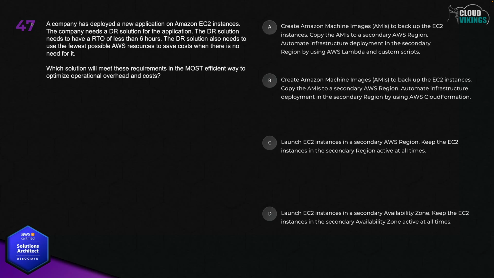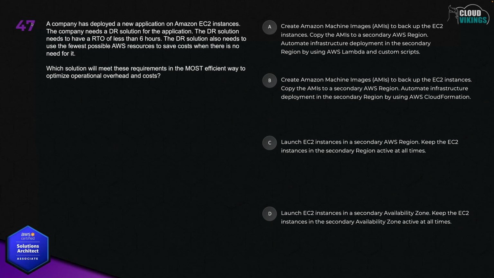A. Create Amazon Machine Images (AMIs) to back up the EC2 instances. Copy the AMIs to a secondary AWS region. Automate infrastructure deployment in the secondary region by using AWS Lambda and custom scripts. B. Create AMIs to back up the EC2 instances. Copy the AMIs to a secondary AWS region. Automate infrastructure deployment in the secondary region by using AWS CloudFormation.